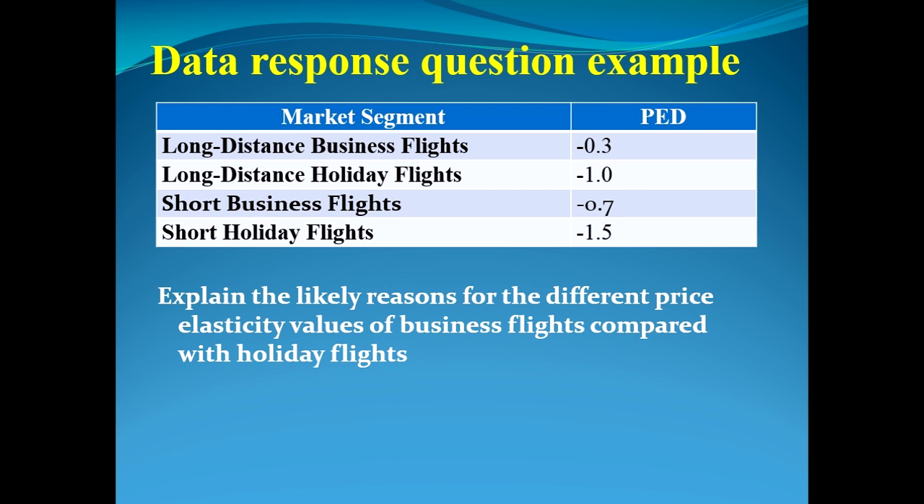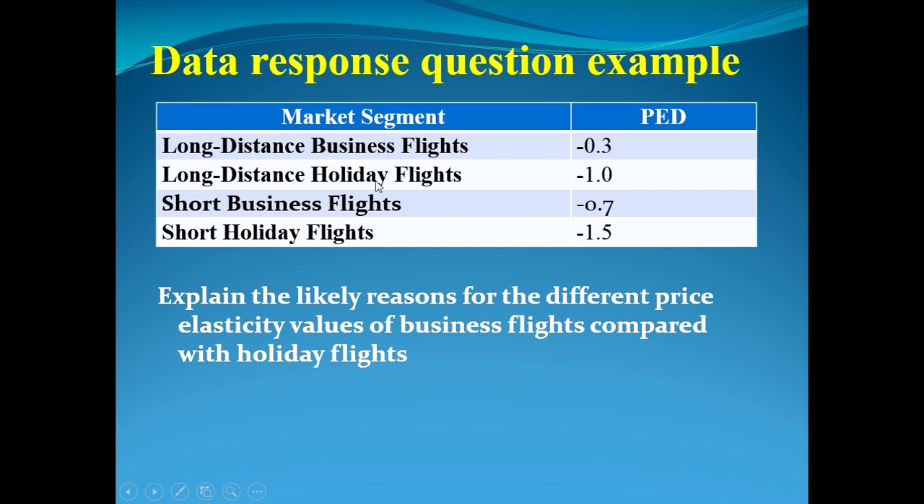Let's review a data response question taken from an A-level Cambridge exam in economics. From the table, explain the likely reasons for the different price elasticity values of business flights compared with holiday flights. So, what should we note from the table? That business flights are much more price inelastic than leisure flights. The value of PED for business flights lies between 0.3 and 0.7, and it means that demand for business flights is price inelastic.